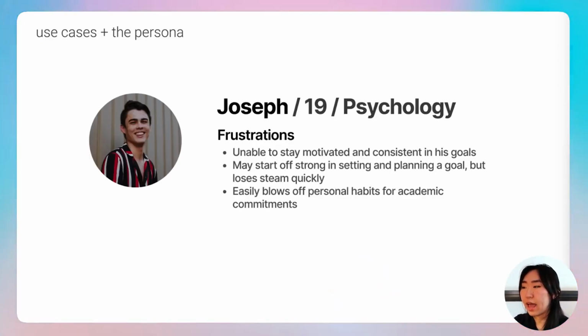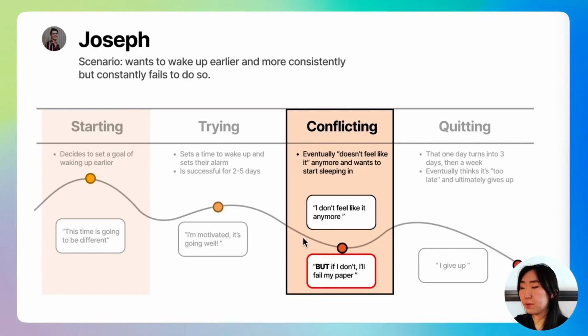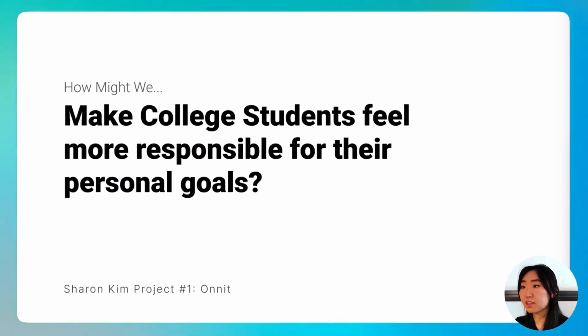So now overall, I had a better understanding of my user, my persona. They like to set goals, but it's hard to stay consistent with those goals due to a lack of accountability within that conflicting stage. So overall, this became my question for design: How might we make college students feel more responsible and accountable for their personal goals?